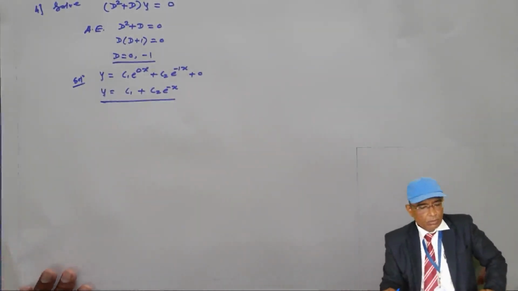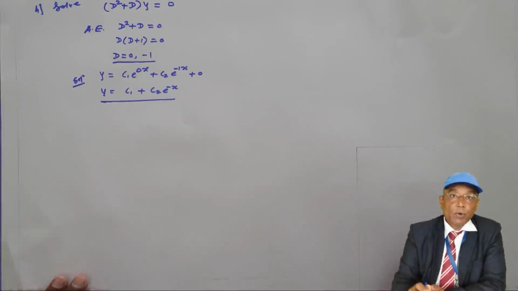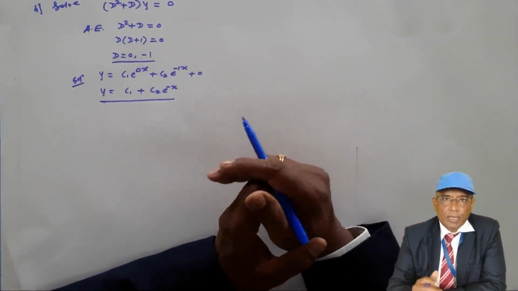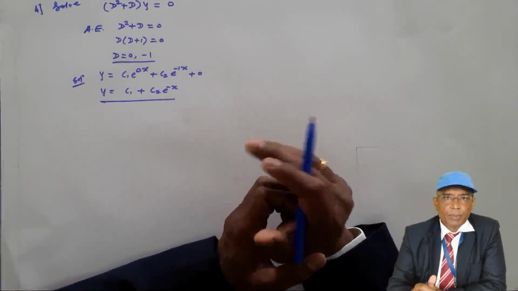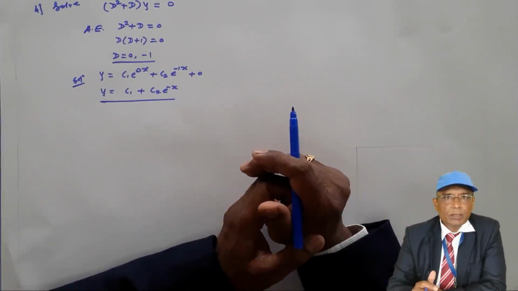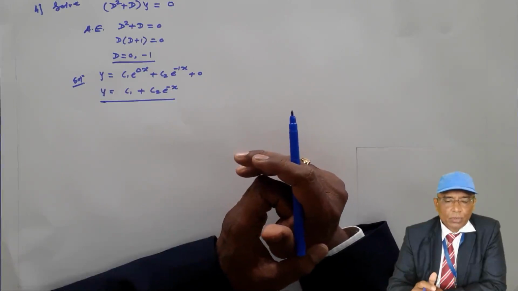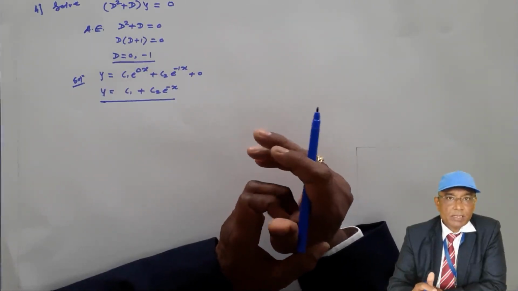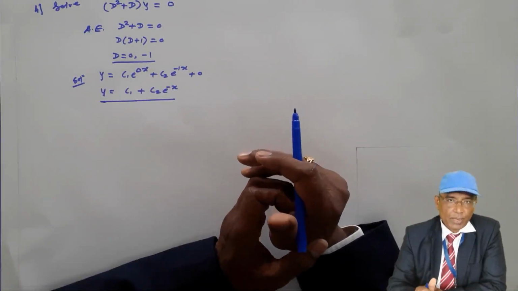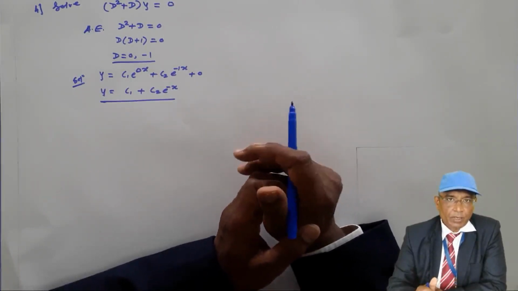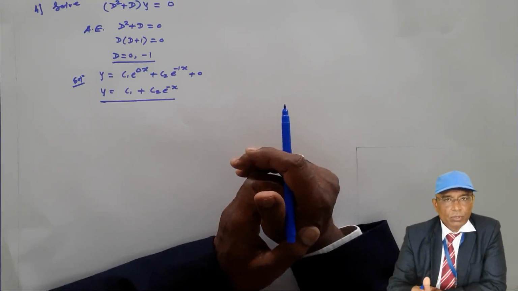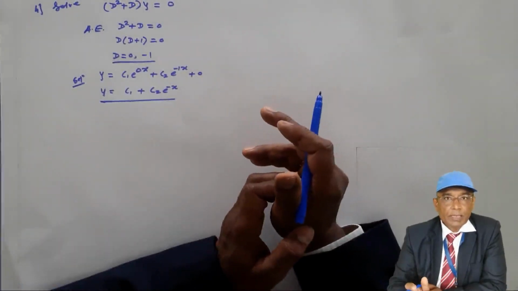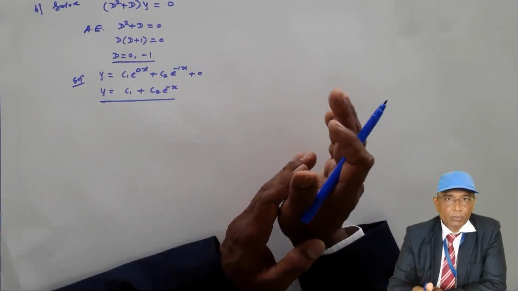Now, we'll be discussing the particular integral. In all those sums, the right hand side was 0. Therefore, the particular integral vanished. But now we'll be discussing some problems where the right hand side will be non-zero. It will be a function of x. If the right hand side is non-zero, if it is given as a function of x, then the particular integral will be non-zero. That will be required to be found.